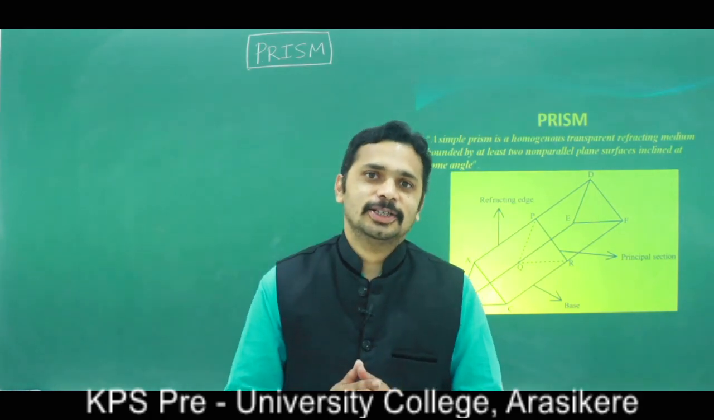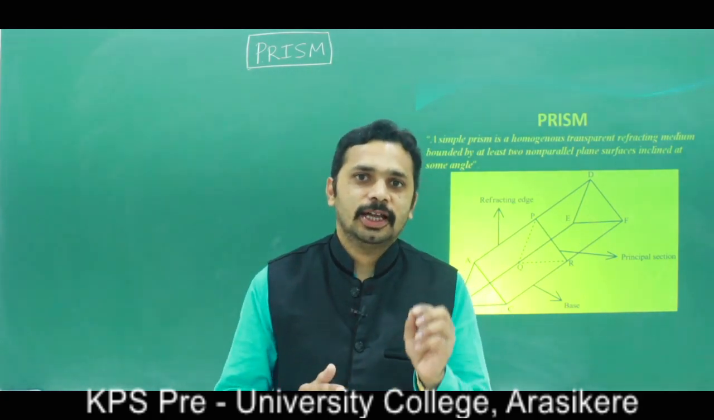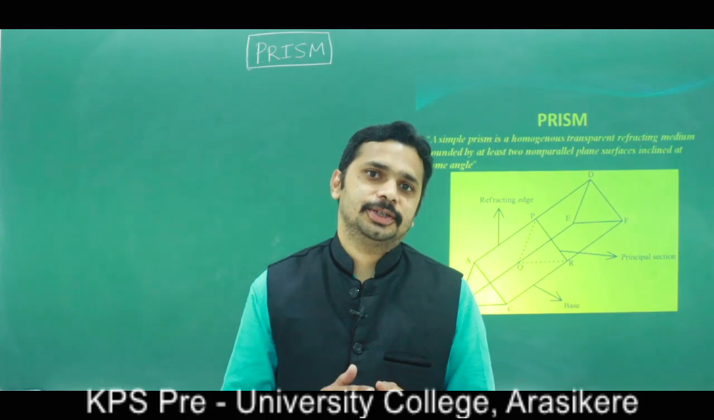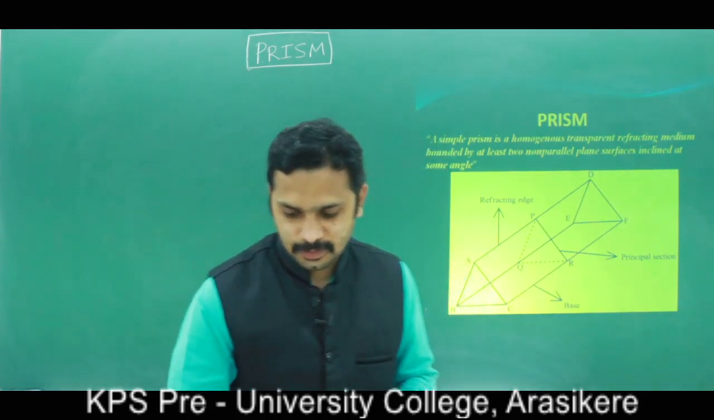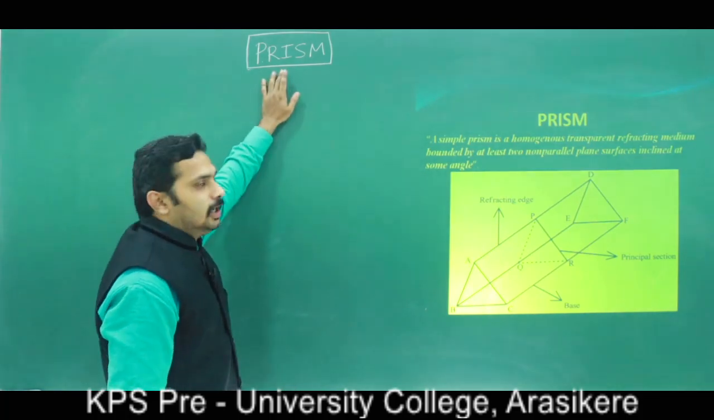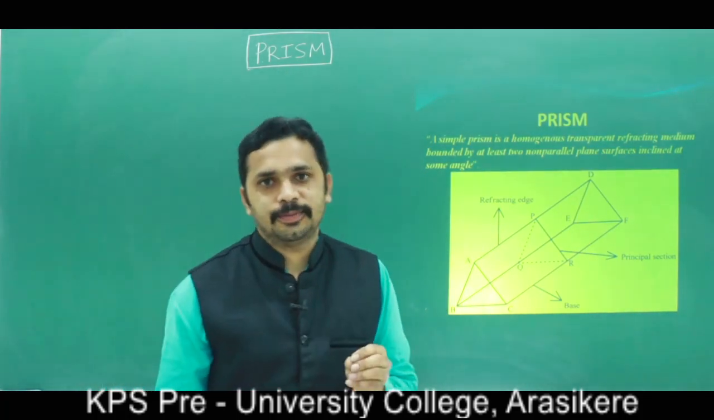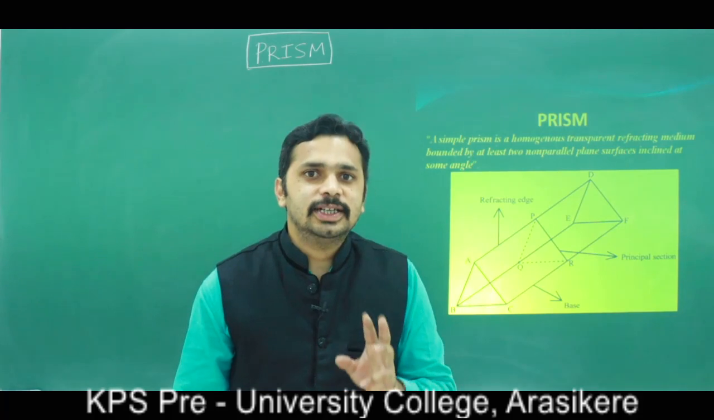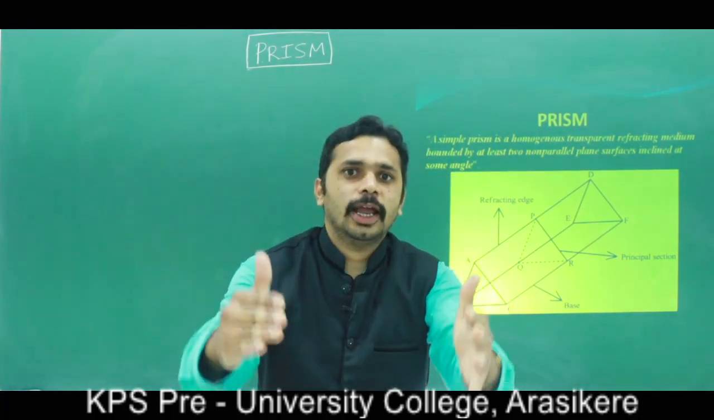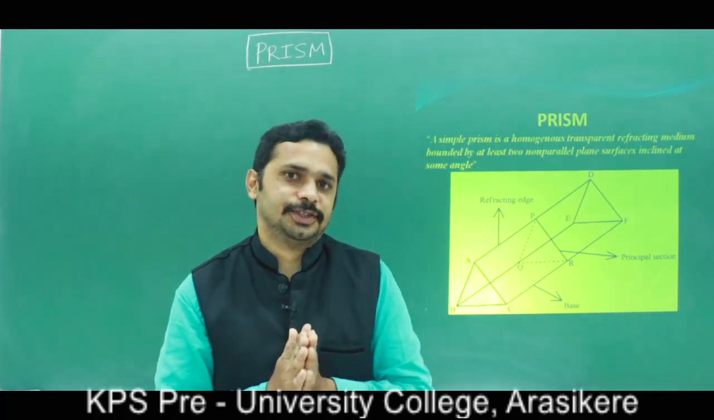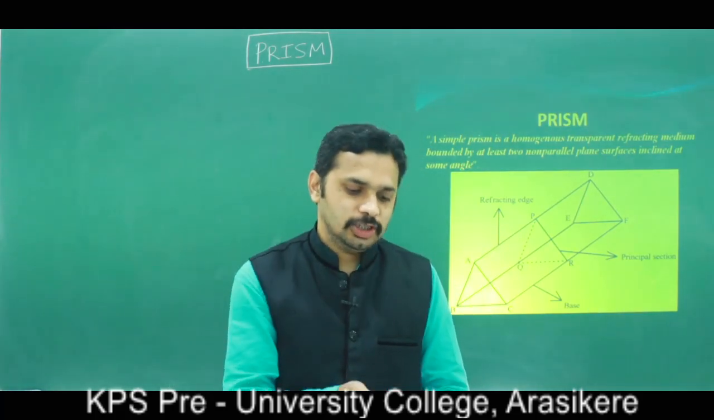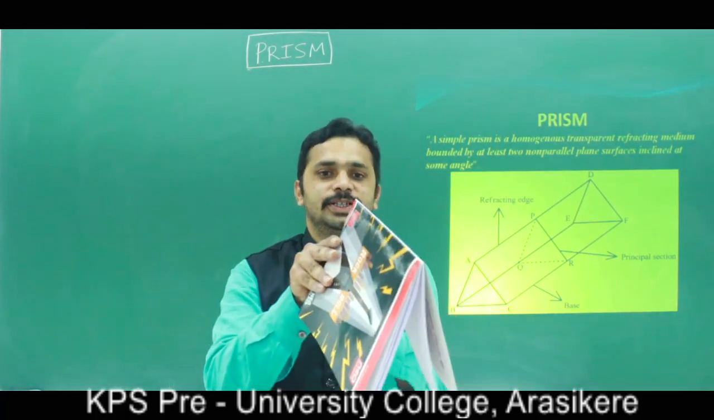Today in this class we are going to discuss another optical instrument we call the prism. What is a prism? A prism is an optical device. It consists of two triangular faces and three rectangular faces. Look at here. Now assume this is the prism.